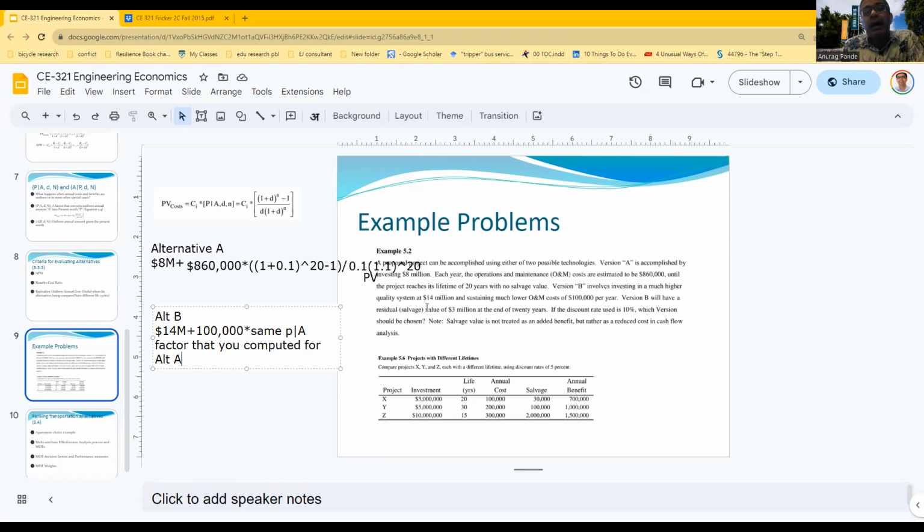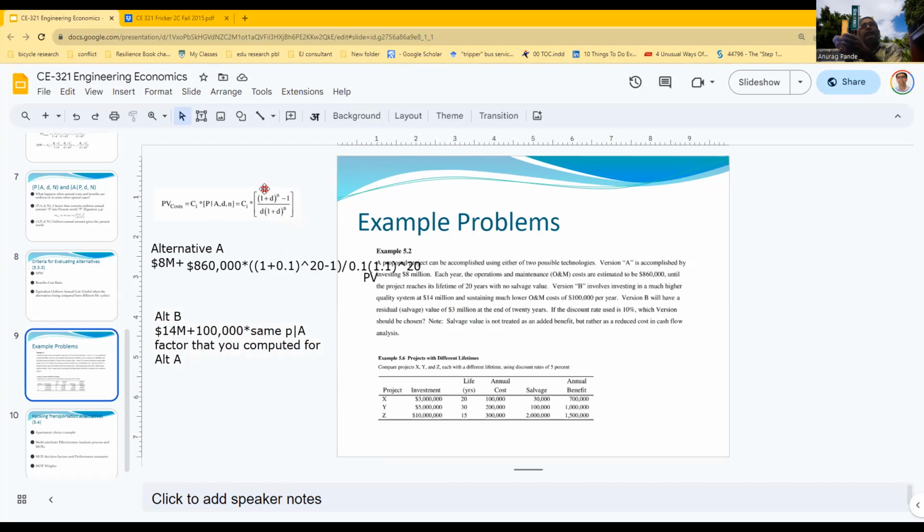you have a salvage value that you haven't accounted for, right? So you have $3 million that you're going to get at the end of 20 years. It's only a one-time thing. So the P given A factor won't work here. For the $3 million, I cannot apply this factor. Why can't I apply this factor? Because it's not $3 million year after year after year. I only have $3 million one time, and that's at the end of 20 years.